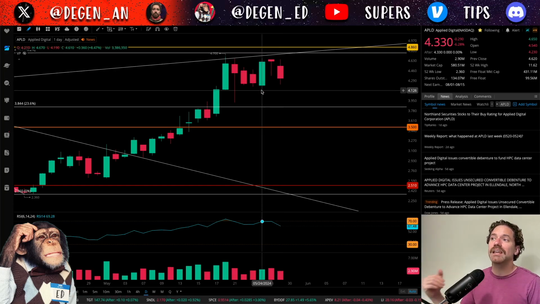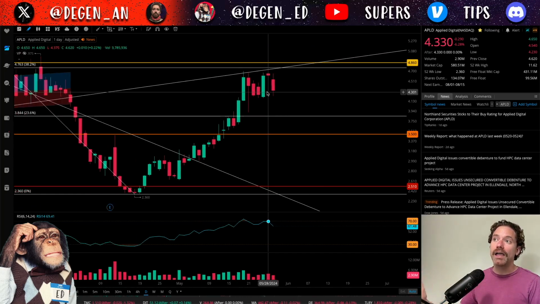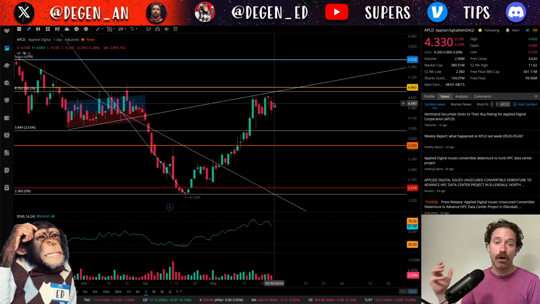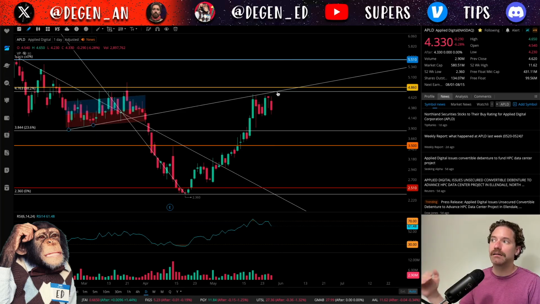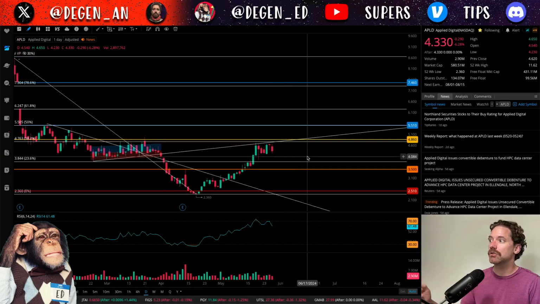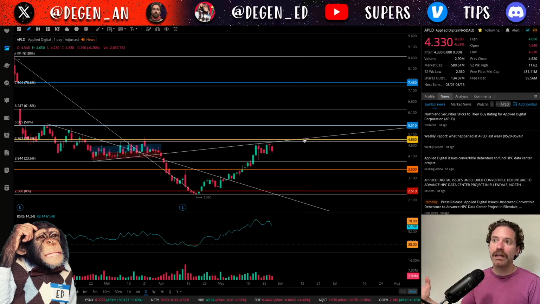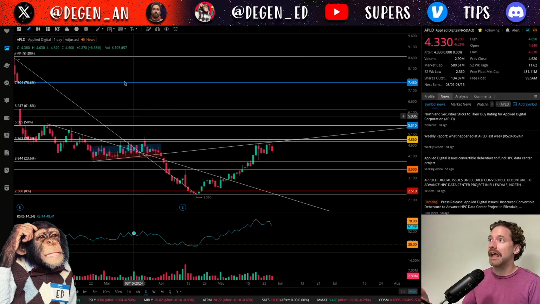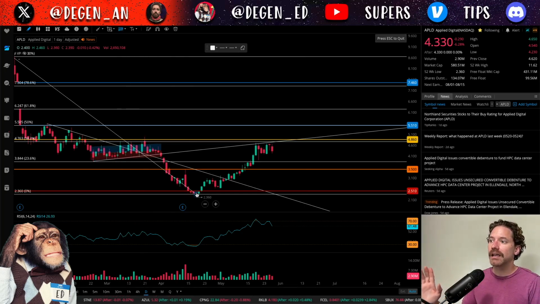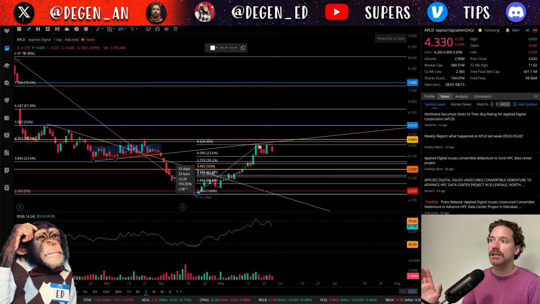So if we do get an impulse of volume, I could definitely see that being what is needed for the price to be breaking above this uptrend, breaking above the 382 at $4.76, maybe even getting above this yellow line at $4.86, maybe even getting to $5 a share, and then testing this uptrend as support.